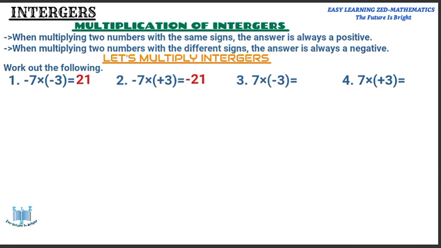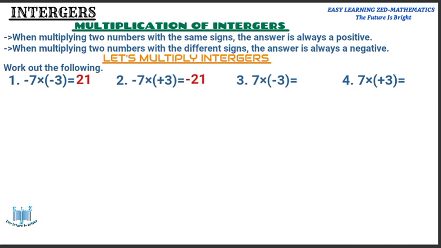You can write the answer as -21, because 7 multiplied by 3 will give us 21. Since the signs are different, the 21 we'll get will be a negative. Okay, let's go to question 3.